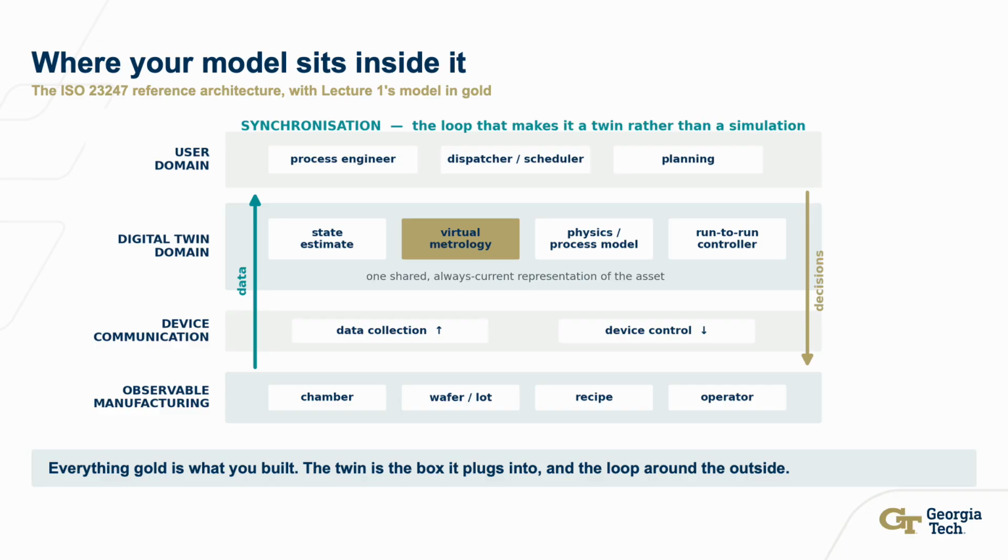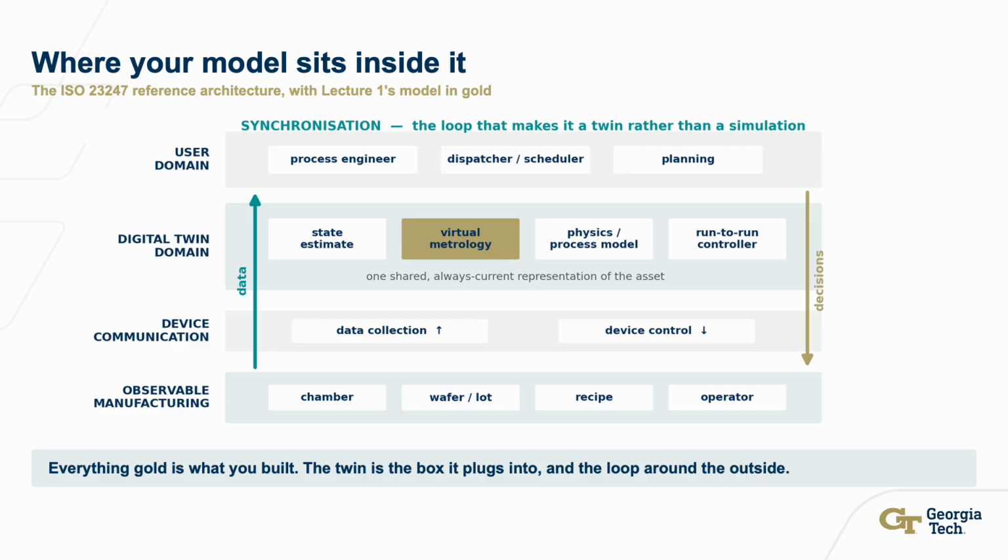Digital twin domain. Look at what sits in it: a state estimate, a physics process model, a run-to-run controller, virtual metrology in gold. The gold box is what you built. Everything in these 2 lectures produced one component of this span, and not a small one. On a real edge twin, virtual metrology is often the component that makes the rest of it useful, because it is what gives the twin a current value for a quantity nobody measured. And the user domain: the process engineer, the dispatcher, the planner. The twin exists to serve a decision somebody makes. If no decision consumes its output, it is an expensive dashboard.